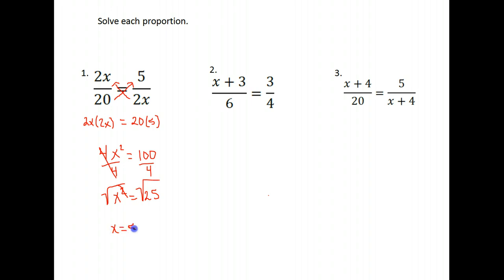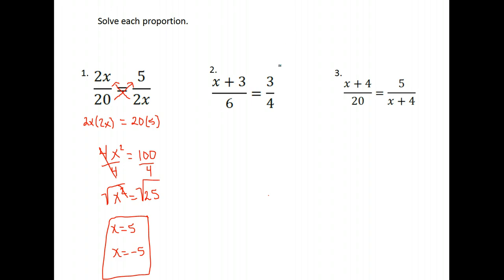Now if you do that in your calculator, it's going to give you one answer. The answer is going to be 5. But you have to remember that also negative 5 would work here because negative 5 times negative 5 is also a positive 25. So we end up with two possible answers, 5 and negative 5. Anytime you take the square root to solve, you have to take that into consideration. You should have one positive, one negative.